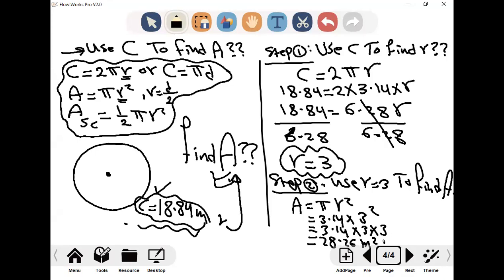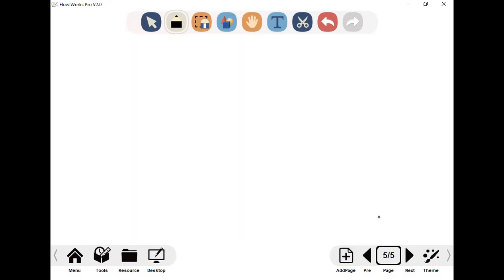So we can use the formulas with each other. We can use the circumference, take r from it, then find the area. Let's take example 4 now.